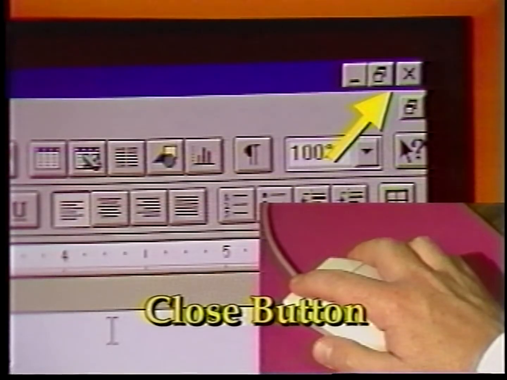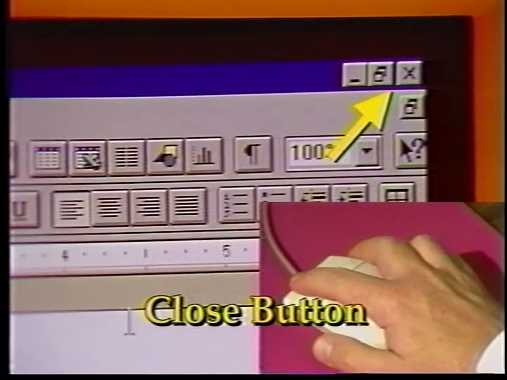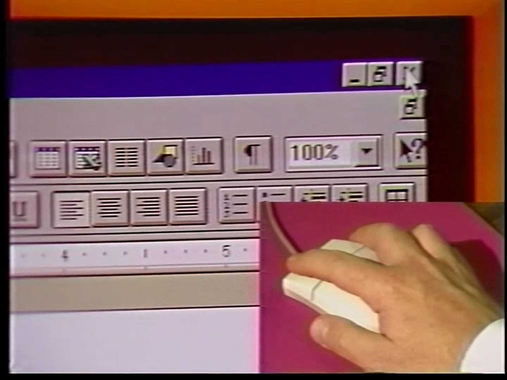This button with the X on it, in the upper right-hand corner of the screen, is the Close button. Just click on this button once to close the active window. If the active window is a program, the program will close down or stop running. The computer will give you the chance to save any documents that you haven't saved.